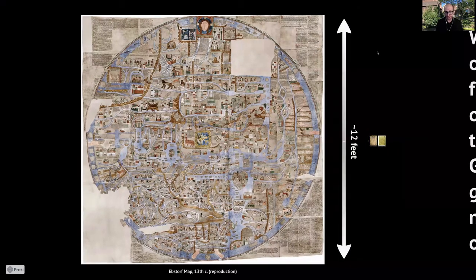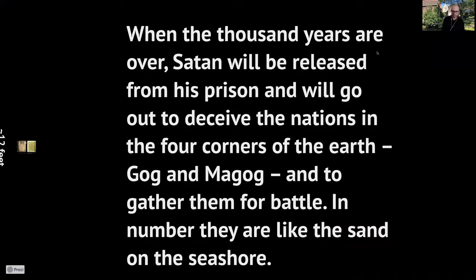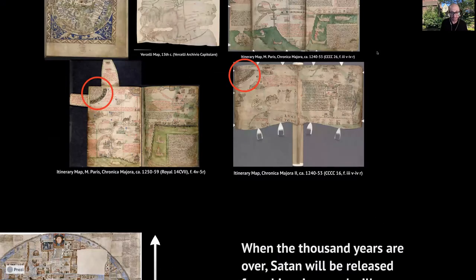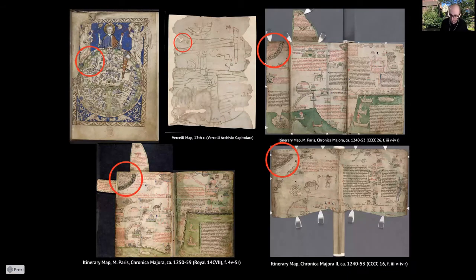As the book of Revelation reads, when the 1,000 years are over, Satan will be released from his prison and will go out to deceive the nations in the four corners of the earth, Gog and Magog, and to gather them for battle. In number, they are like the sand on the seashore. The wall of Gog and Magog, all that stands between Christian civilization and the hostile hordes numberless as the sands on the shore, is prominent on many of these maps, including Hereford and Ebsdorf, the Salter map and the Vercelli map and Matthew Paris's maps of the Holy Land.